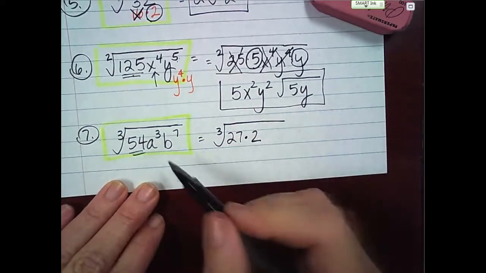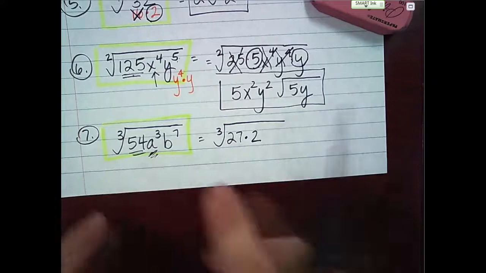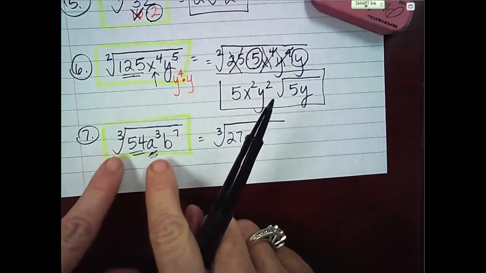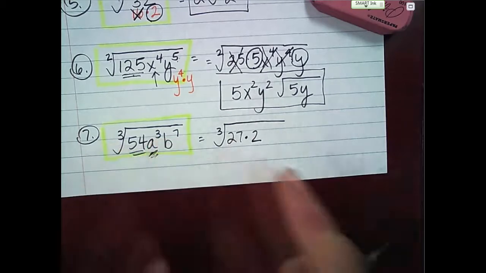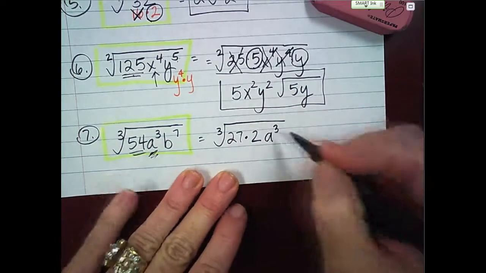Do I need to mess with the a cubed? Is it pretty or not? Do I need to mess with it? 3 divided by 3 is 1. It's good, right? So I'm going to leave it as a cubed for now. I'm not going to mess with it yet.